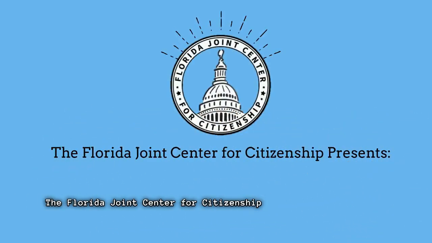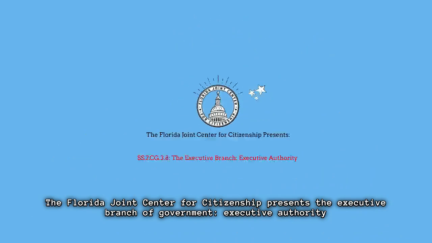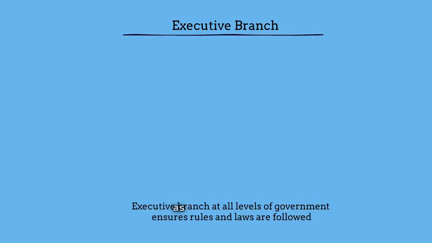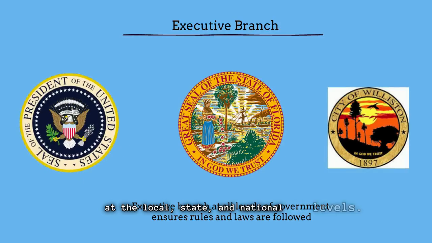The Florida Joint Center for Citizenship presents the Executive Branch of Government, Executive Authority. As a reminder, the role of the Executive Branch is to ensure that rules and laws are followed for the safety and security of citizens. The responsibility of enforcing laws is necessary at the local, state, and national levels.